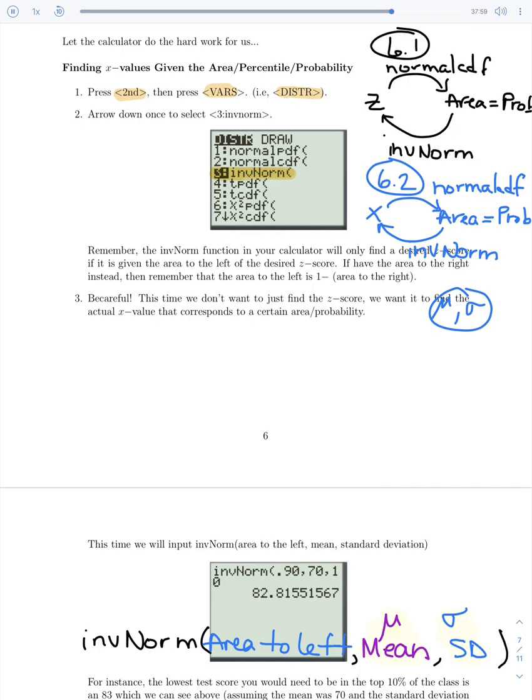Notice the extra information we're giving it, the mean and the standard deviation, is the exact same extra information we had to give the normal CDF in the exact same order. So that's what we're going to look at next, using the inverse norm when we already have an area or a probability to turn it back into a regular value.